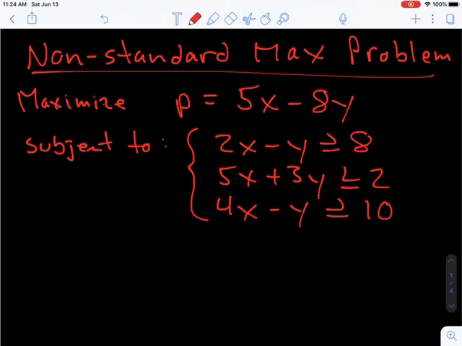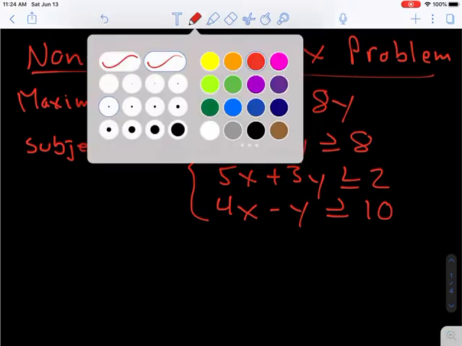In this video, I'm going to show you how to set up some non-standard linear programming problems. The first one is a non-standard maximization problem. We want to maximize p equals 5x minus 8y, subject to the constraints 2x minus y is greater than or equal to 8, 5x plus 3y is less than or equal to 2, 4x minus y is greater than or equal to 10. So we have mixed constraints in this problem.